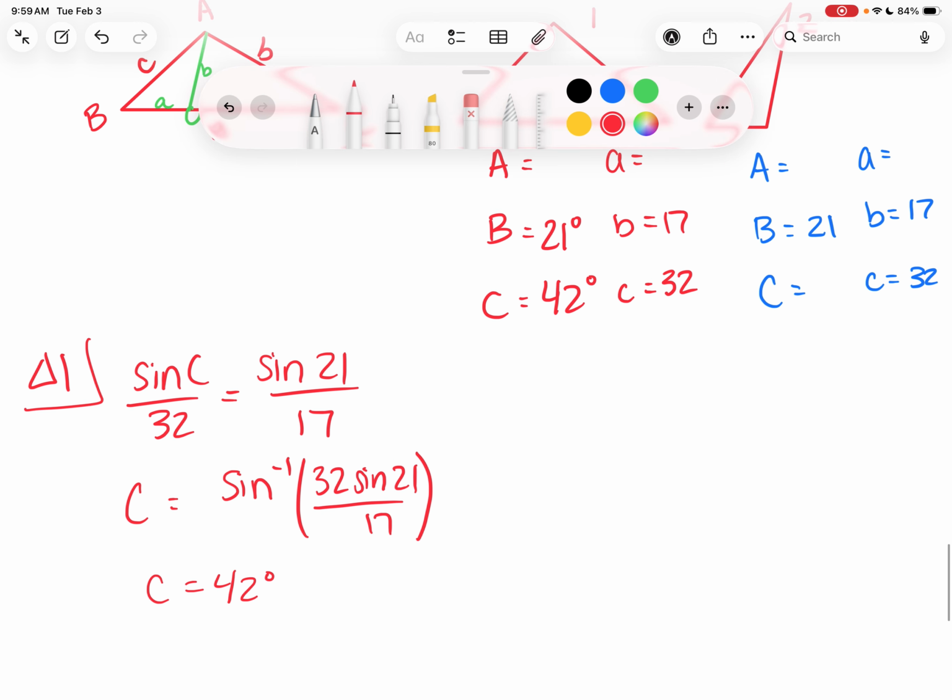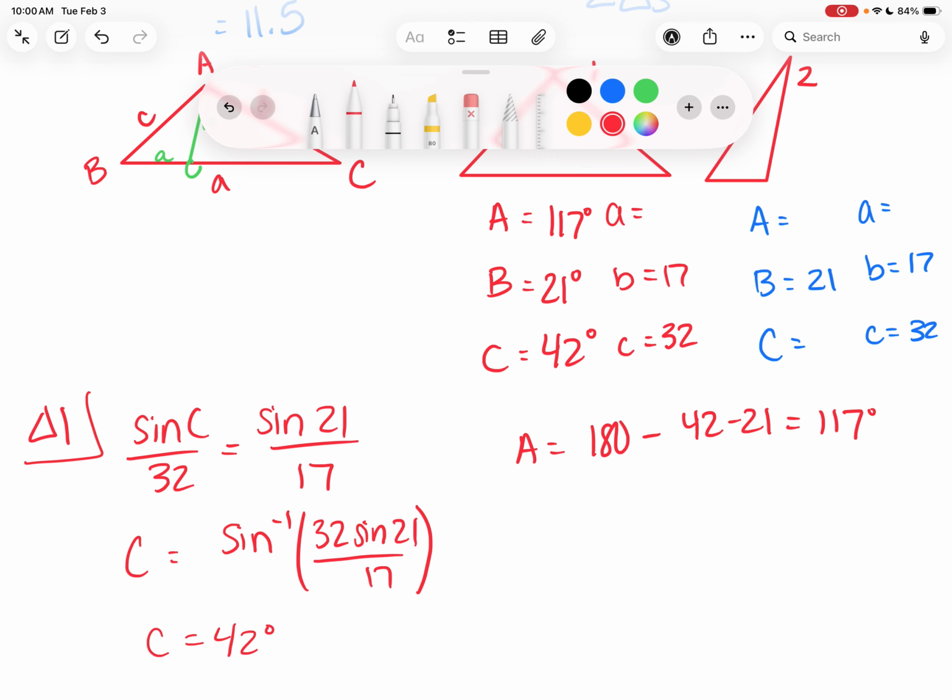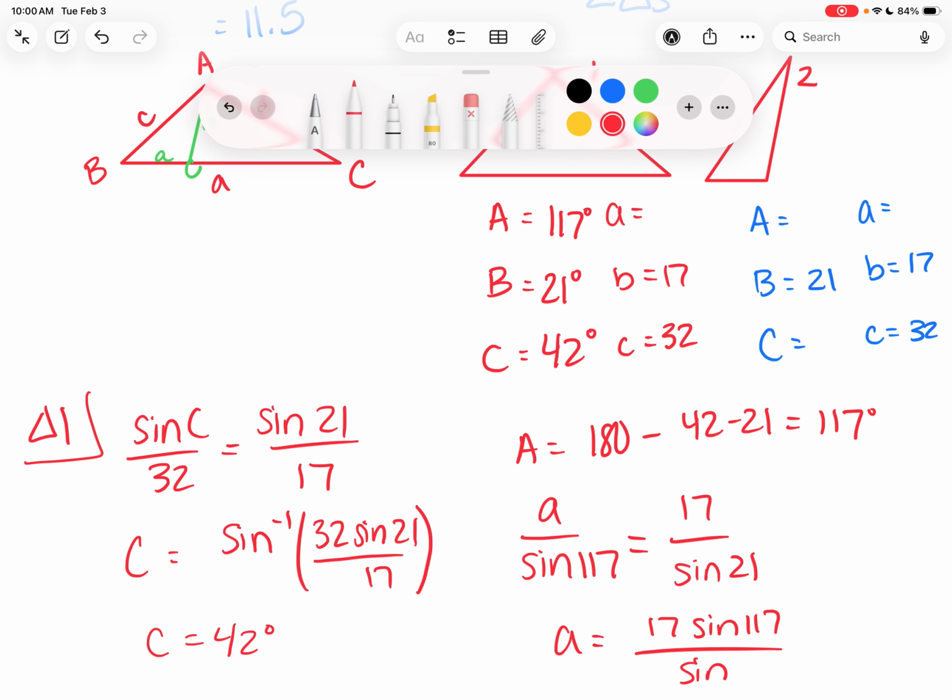Okay, so I'm going to find angle A by doing 180 minus 42 minus 21. So that's 117. So 117 is there, and now I can solve for side A. So we're going to have A over the sine of 117 is equal to, what was my given information? B, 17 over the sine of 21. So A equals 17 sine of 117 over the sine of 21. So 42. Again, I just put a degree symbol on that. Again, those side lengths make sense.